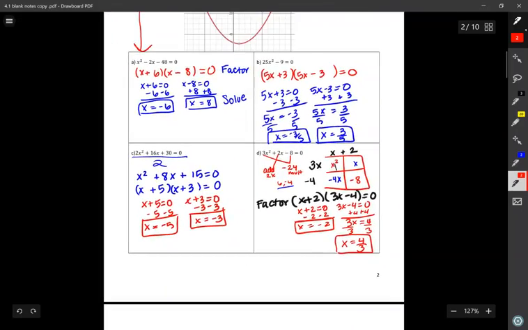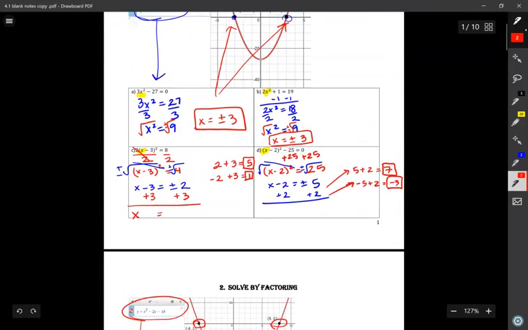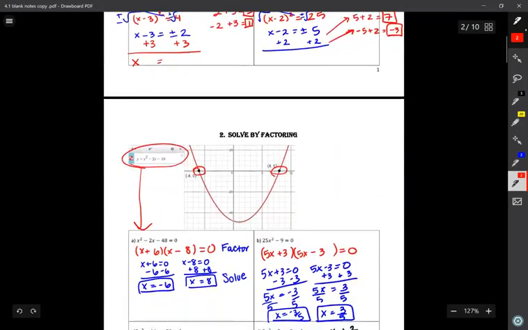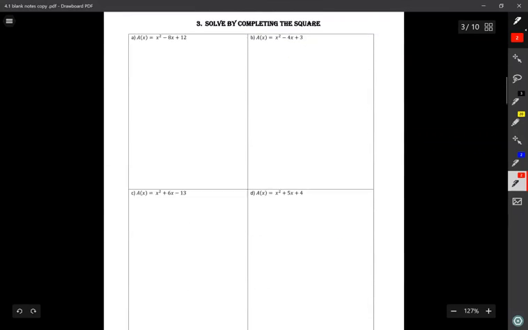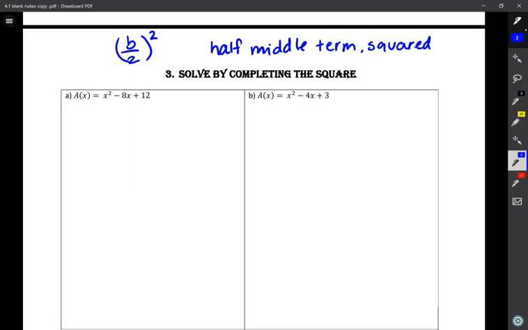So that was, again, we already did solve by taking square roots, solve by factoring, solve by completing the square. So now we're solving by completing the square. You've actually done this a little bit before, but, well, you've completed the square, but you haven't actually solved it. So remember that we're going to take half your middle term and then square it. If you like the formula, that's the same thing. And your middle term is half of your b term, all right?